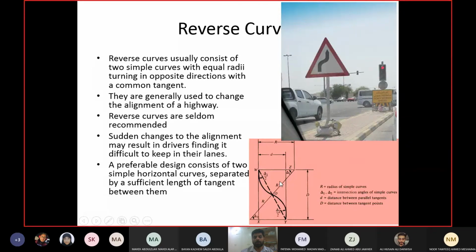So where do we use it? You can see one example here in the picture. This was a reverse curve which was made because of a construction project happening at the 16 December highway. When you are going from 16 December highway to Sheikh Zayed highway, I took this picture a few months ago. At that time they were doing some construction work. So one lane on the Sheikh Zayed highway near the driving school was closed.